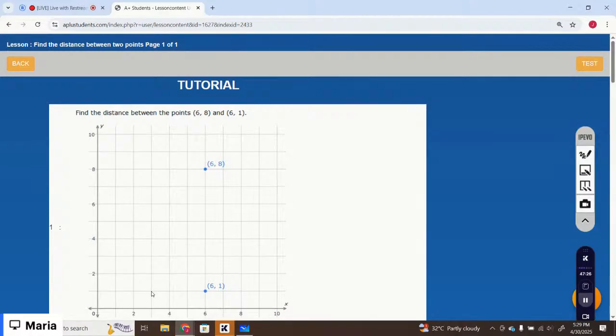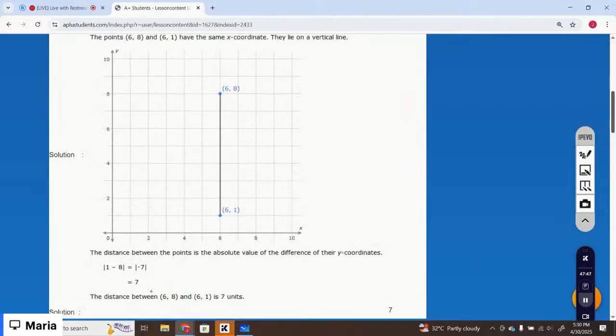Find the distance between the points 6, 8 and 6, 1. So now we're going to calculate the distance between the points. The x coordinate is exactly the same, so just find the difference between their y coordinates and calculate their absolute values. Because distances are not negative, 8 minus 1 is 7. So the distance between the points 6, 8 and 6, 1 is 7 units.